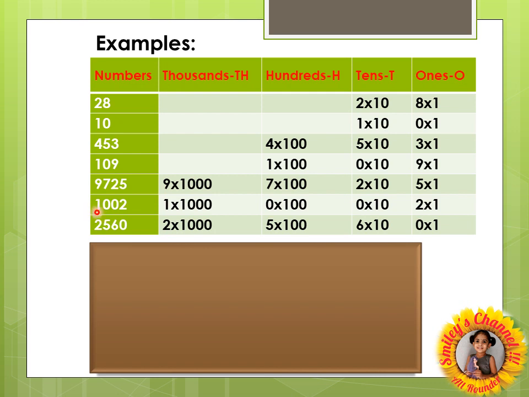See, 1002. Here 1 is in which place? Thousands place. So 1 into 1000 and zeros. The next one is in which place? Hundreds place. So here 0 into 100. Again one more 0 here. 0 into 10. And 2 is in which place? Ones place. So 2 into 1.